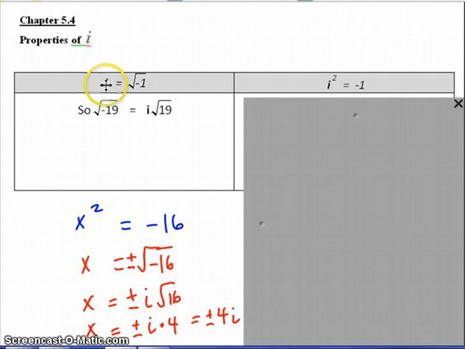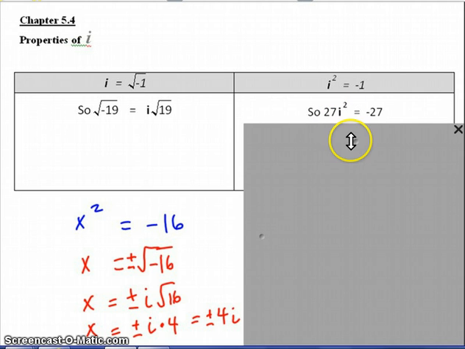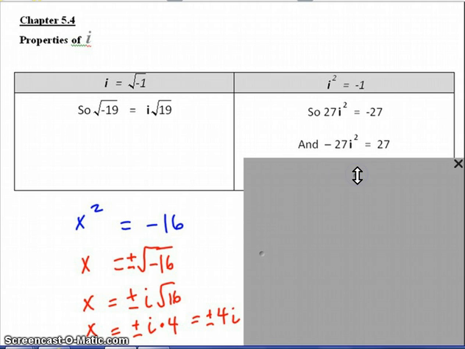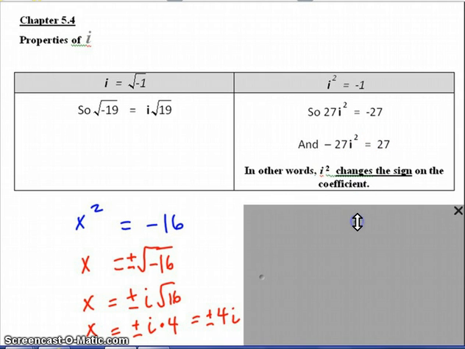If we accept that I is the square root of negative 1, then I times I, or in other words I squared, is this times itself, and that would be negative 1 without the square root symbol. So I squared is negative 1. If you accept that, then 27I squared is 27 times negative 1, or in other words negative 27. And similarly, negative 27 times that negative 1 is positive 27. So what this means is that I squared, when it's multiplied times anything, simply changes the sign on the coefficient it's assigned to. So you can actually end up using this to take some shortcuts.